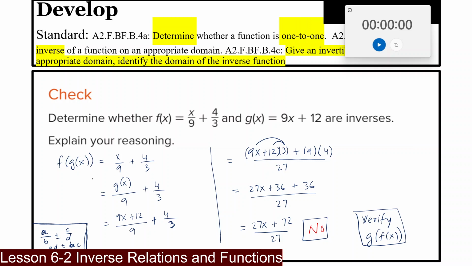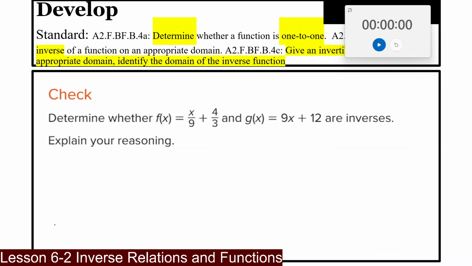Let me erase some of this stuff. And so I need to find g of f of x. So g of x is 9x plus 12. I need to replace x with f of x, so 9 times f of x plus 12. So I get 9 times x over 9 plus 4 over 3 plus 12.